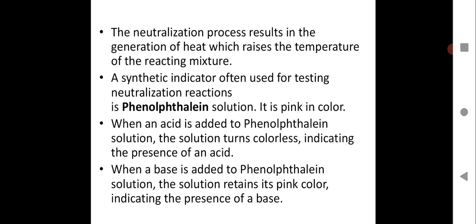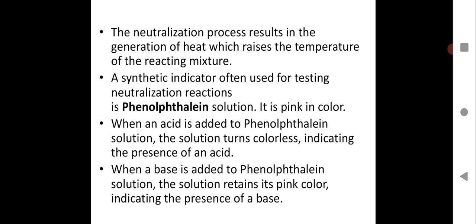Now, how are we going to detect that the neutralization process has happened? This is a very simple test which we do with the help of a synthetic indicator, which gives a prominent test with a base. A very prominent pink color appears when it comes in contact with a base, even with a very weak base. A synthetic indicator often used for testing neutralization reactions is phenolphthalein solution.